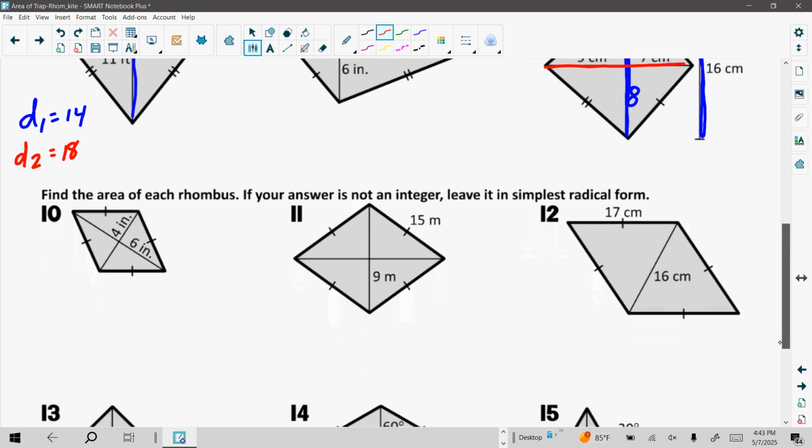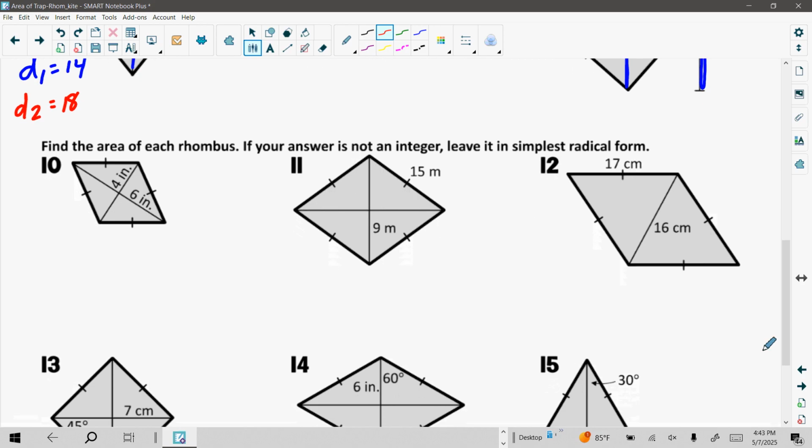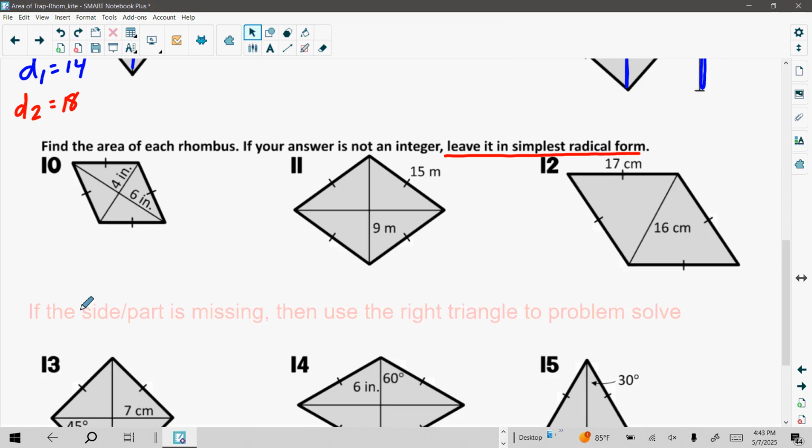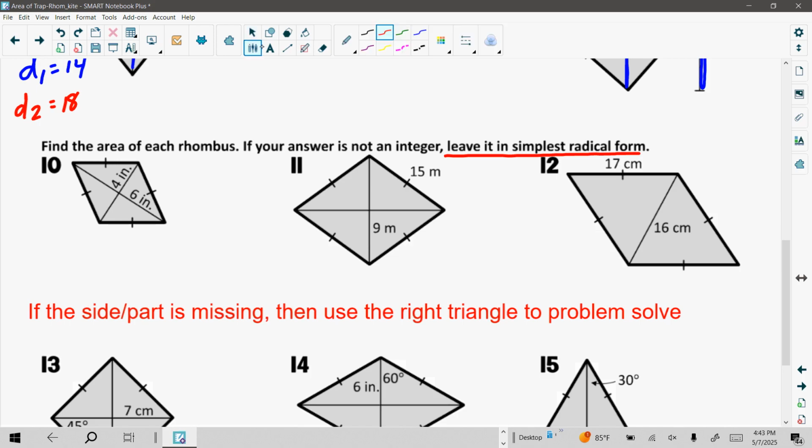Now, it's when we get to 10 through 15 here, because it says right here, leave answers in simplest form. This is when we have to remember if the side or part is missing, we have to use the right triangle to problem solve. So on our first one, we have our 4, but this whole thing is going to end up being 8. And then same here, if I have this 6, the whole thing is going to be 12. So we don't need to do Pythagorean theorem or special rights with that.